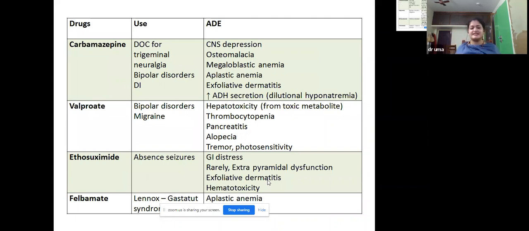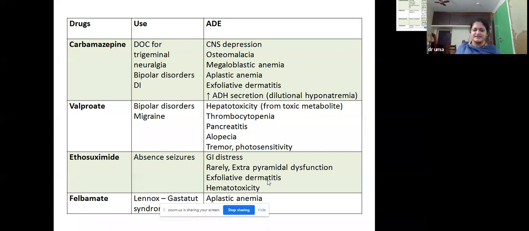Carbamazepine is the drug of choice for trigeminal neuralgia. The main adverse effect with carbamazepine is dilutional hyponatremia because it increases ADH secretion, so it is used in diabetes insipidus. Other side effects are megaloblastic anemia, osteomalacia, aplastic anemia. Valproate is used for bipolar disorders and migraine. The main adverse effects are hepatotoxicity, pancreatitis, and alopecia.